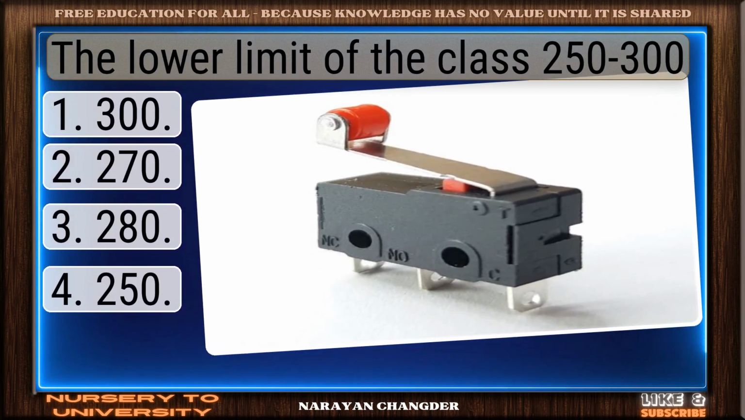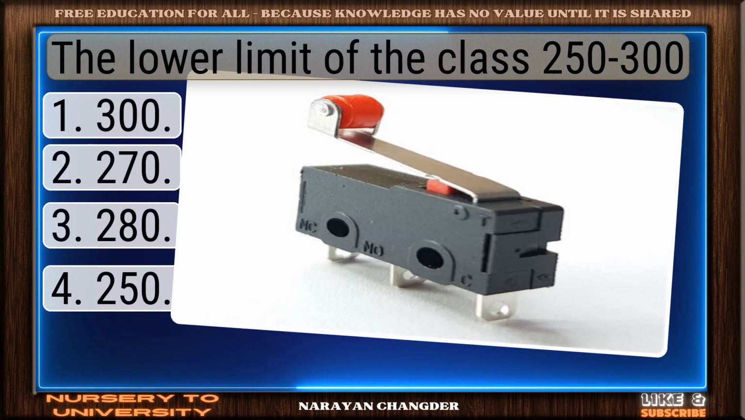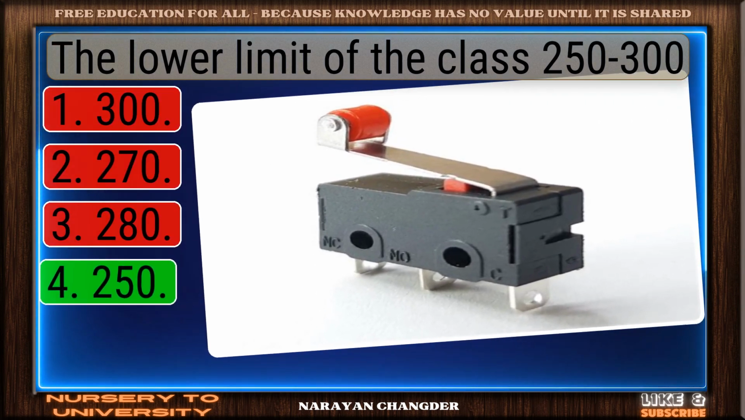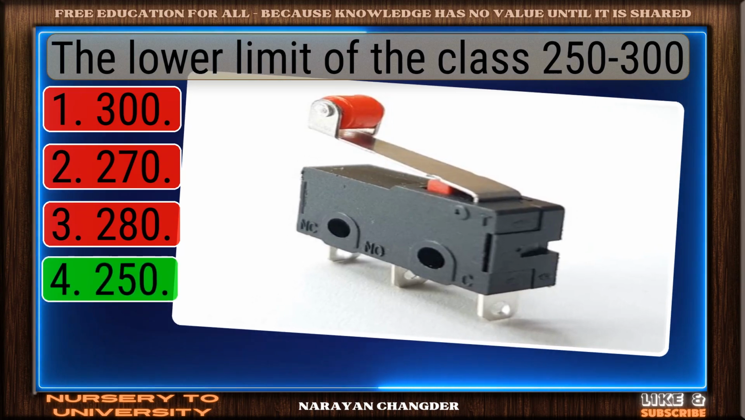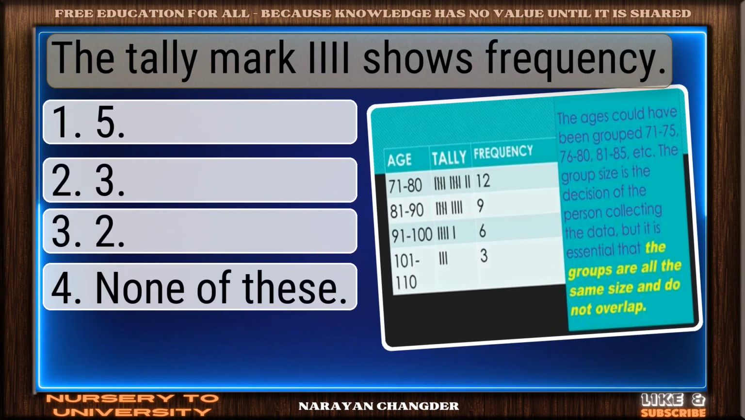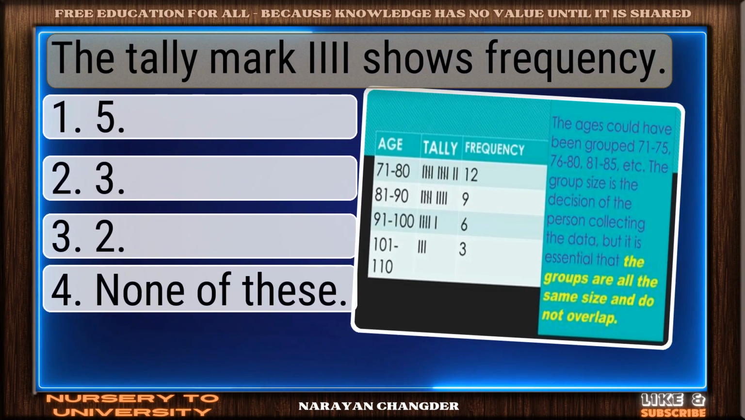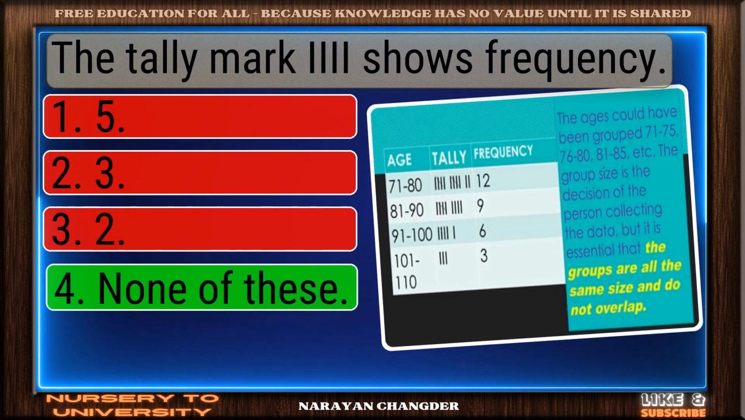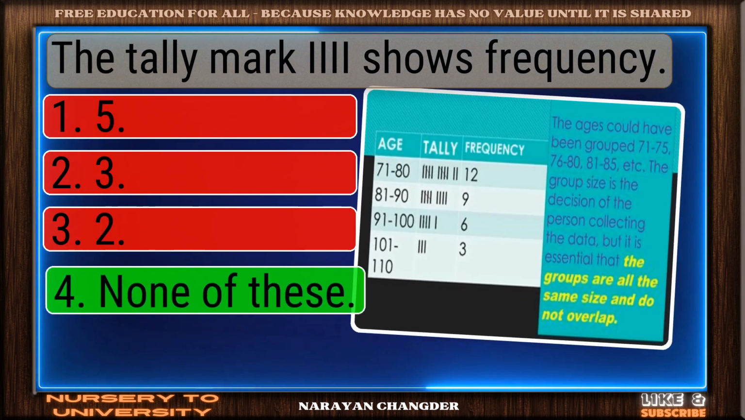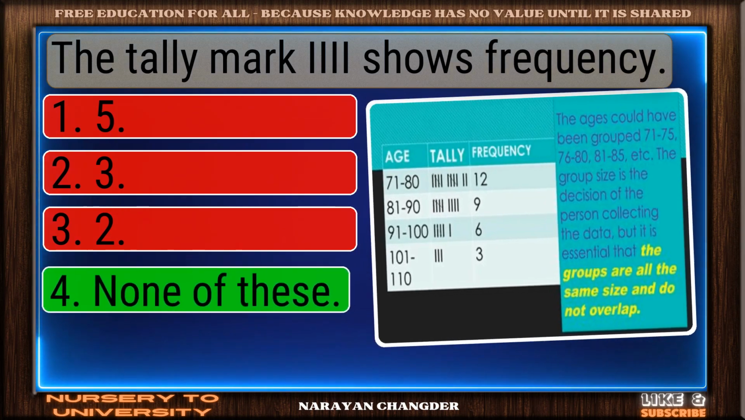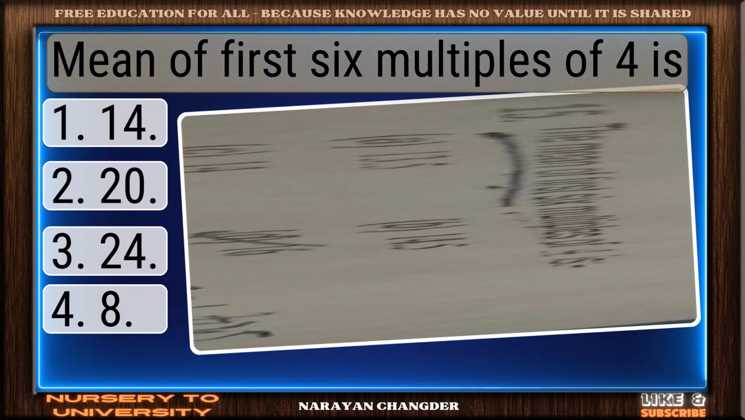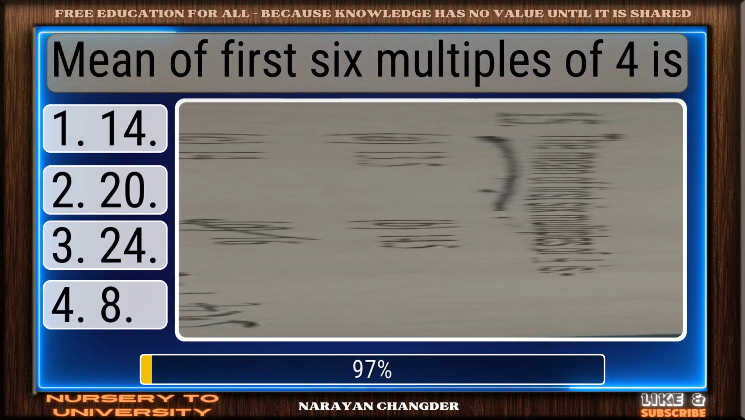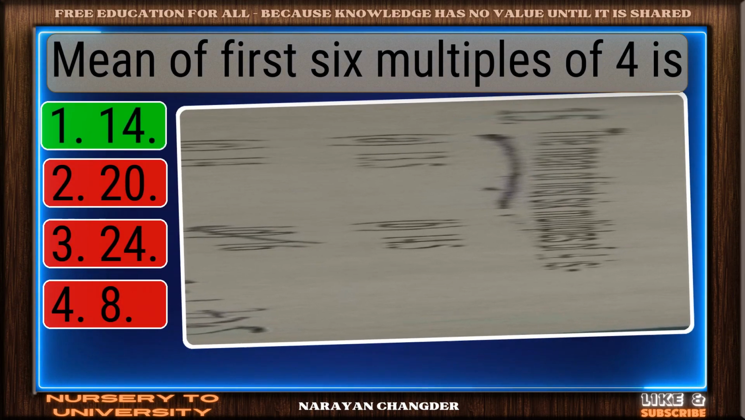Question number 246. The lower limit of the class 250-300. Nice work. You chose 250, and it is correct. Question number 247. The tally mark shows frequency. Solid response. None of these is a valid choice. Question number 248. Mean of the first 6 multiples of 4 is? Valid point. 14 is true.